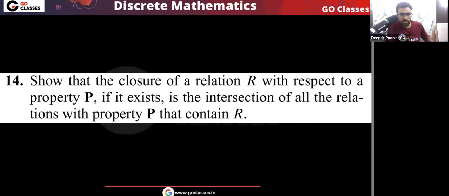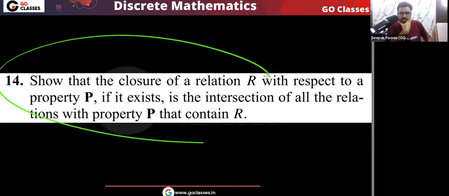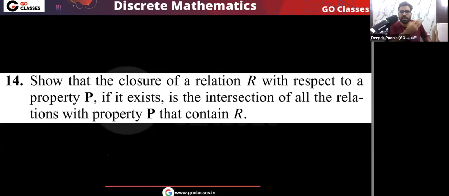Let's solve question 14 from the Kenneth Rosen book. Show that the closure of a relation R with respect to property P, if it exists, is the intersection of all the relations with property P that contain R. This is an interesting question, because to prove it we need the formal definition. Using the formal definition, you can prove it within 5 seconds.